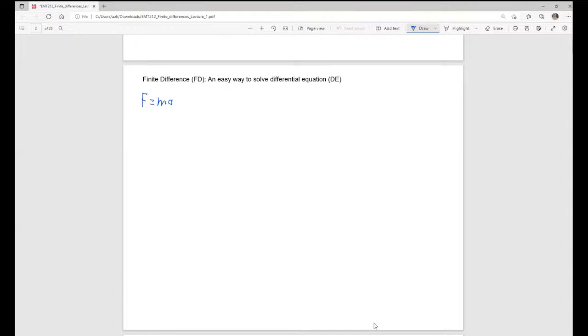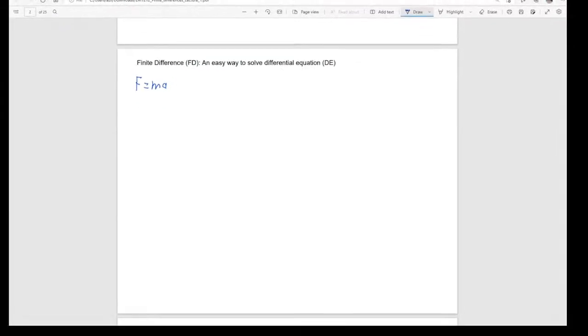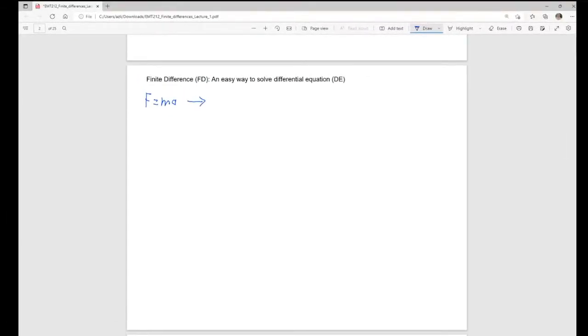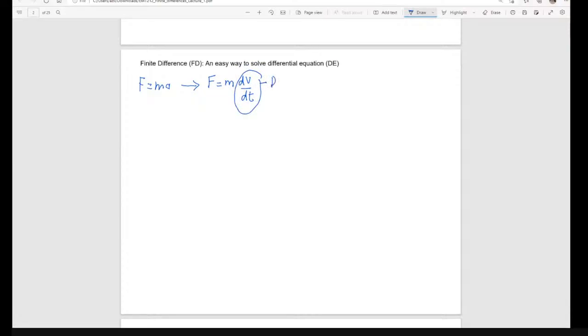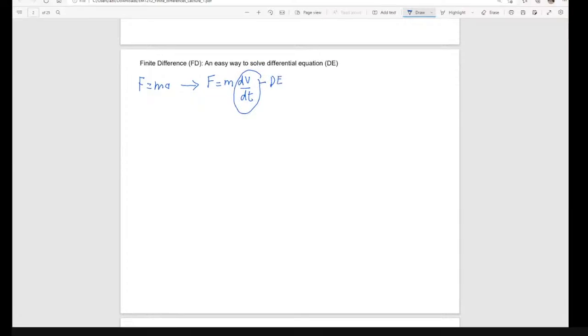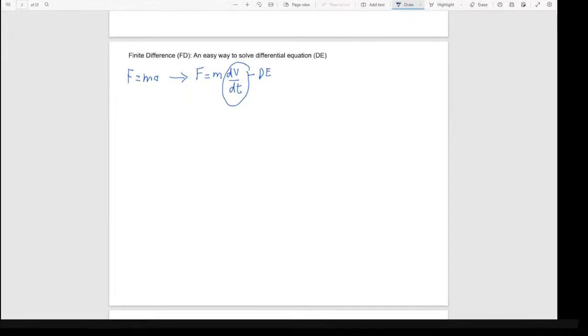Okay. Now, F equal to MA is a differential equation, and we can write it like this, right? F is equal to M dV over dt. This is differential. Okay. So how do we solve differential equations?